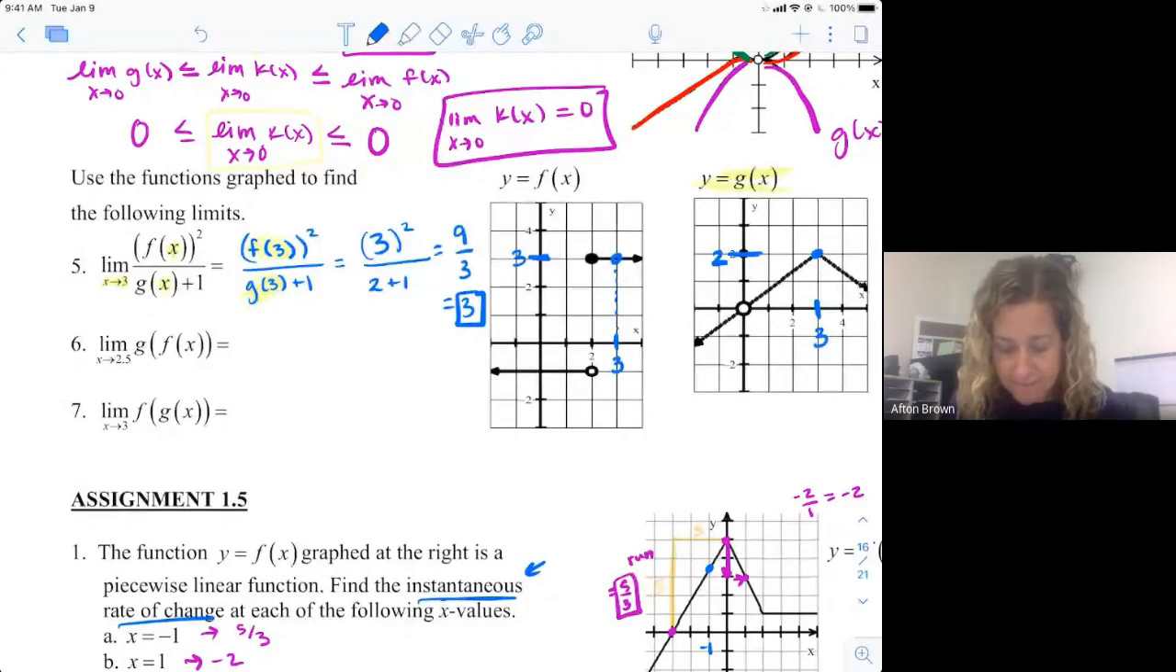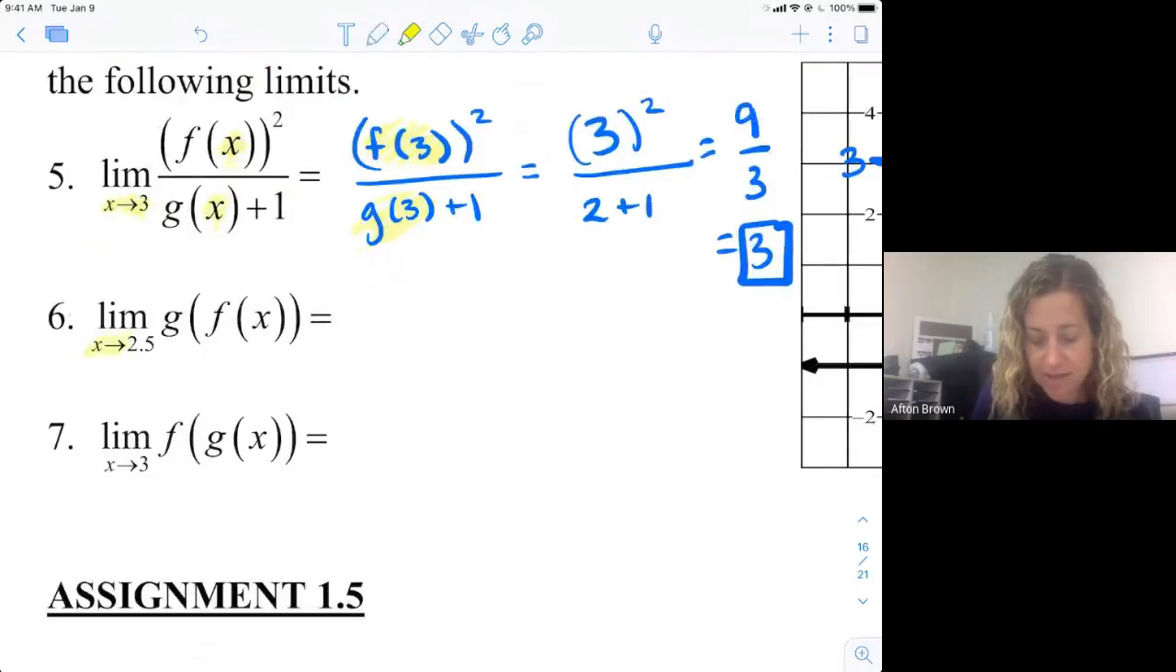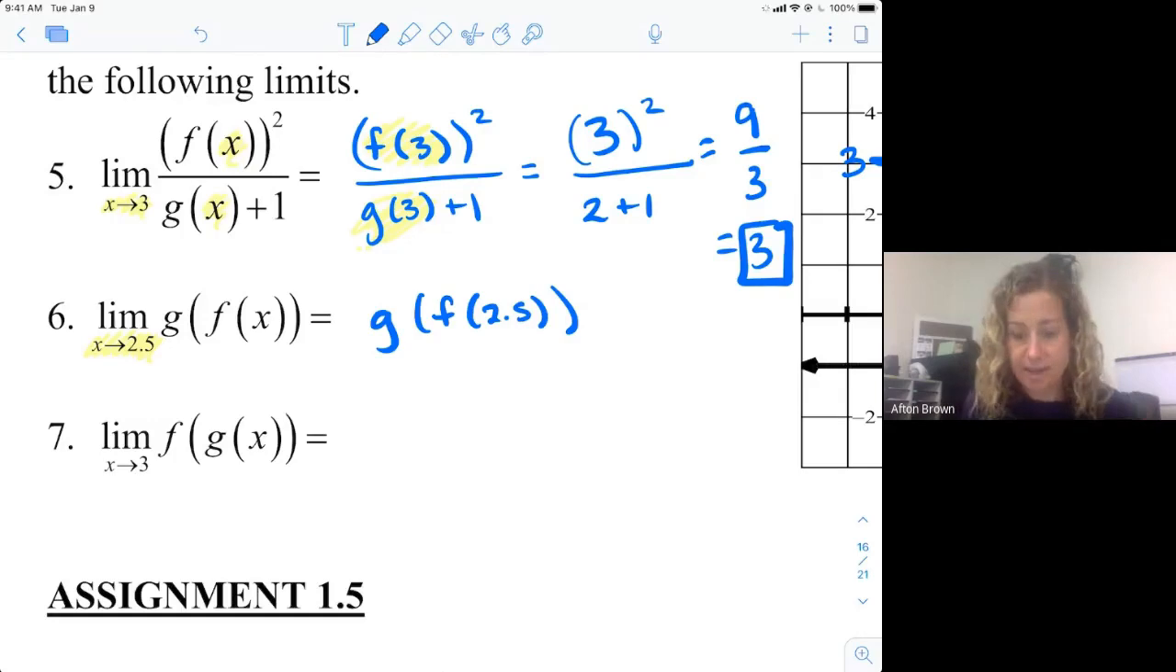Okay, let's look at 6. 6 asks us to take the limit as x goes to 2.5. So it's kind of weird because it's a decimal, but I'm going to try the same approach that I did on the last one. The approach is you just replace x with that number. So I'm going to just try writing it out. This would be g of f of 2.5. And we just work our way from the inside out.